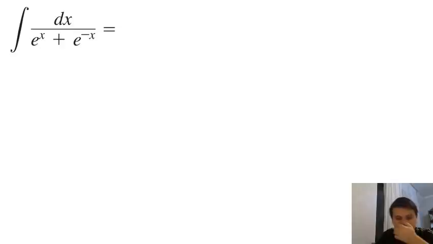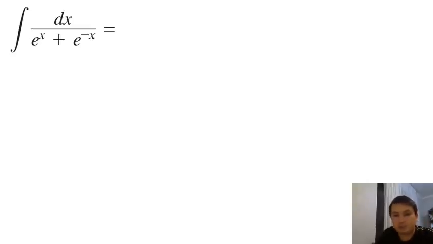let's do more. So I want to integrate 1 over e^x plus e^(-x). What substitution could help me? You can try different substitutions. For example, you can do u equal to e^x, or you can do u equal to e^(-x), or you can do u equal to e^x plus e^(-x), right? So you can try these three, and one of them or all of them could work, right?